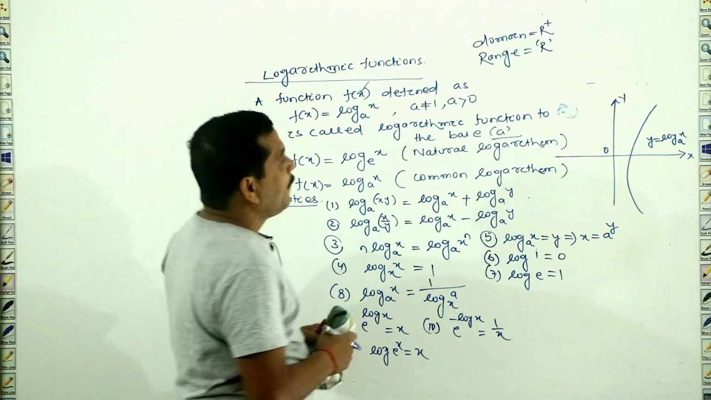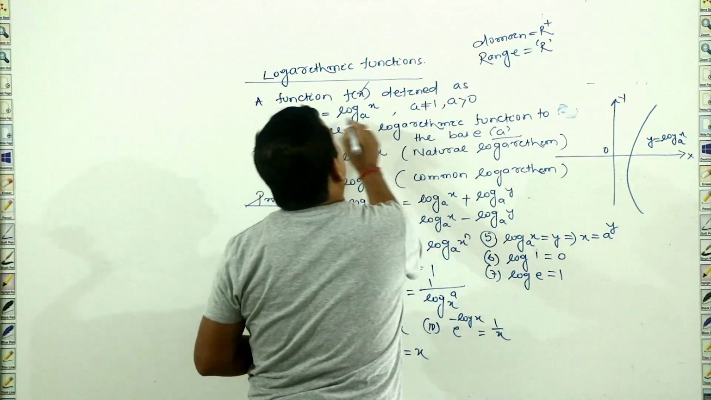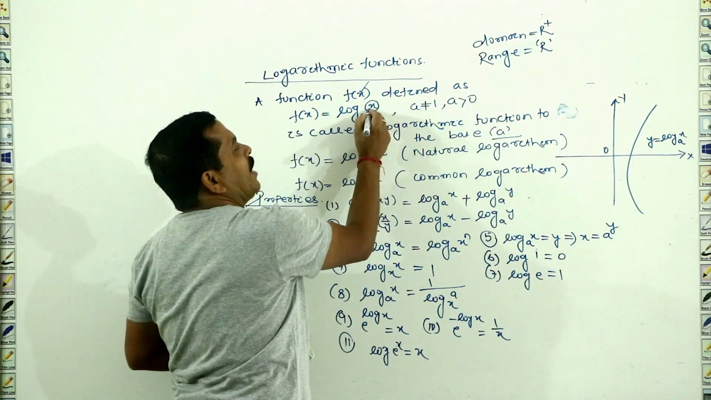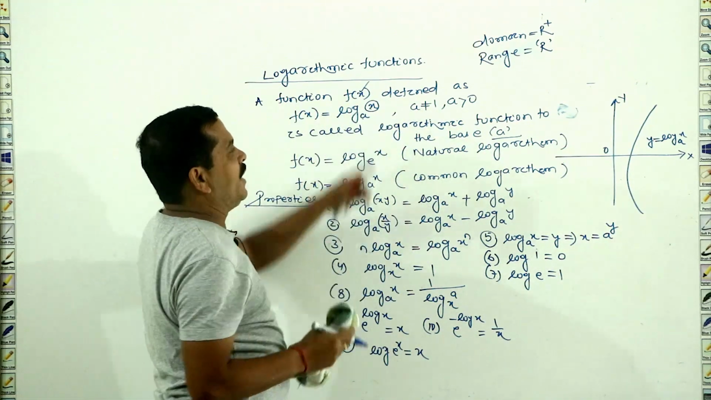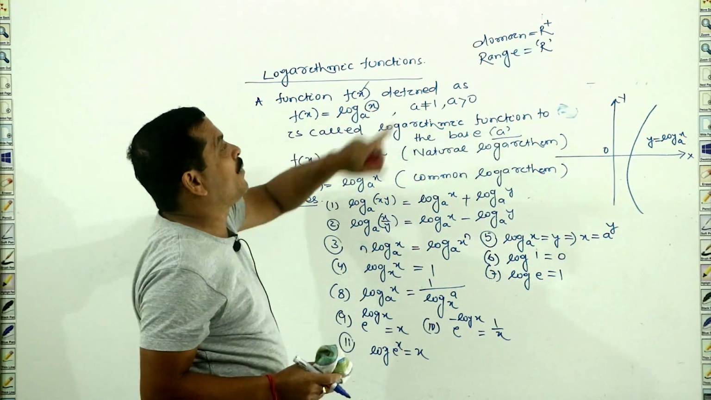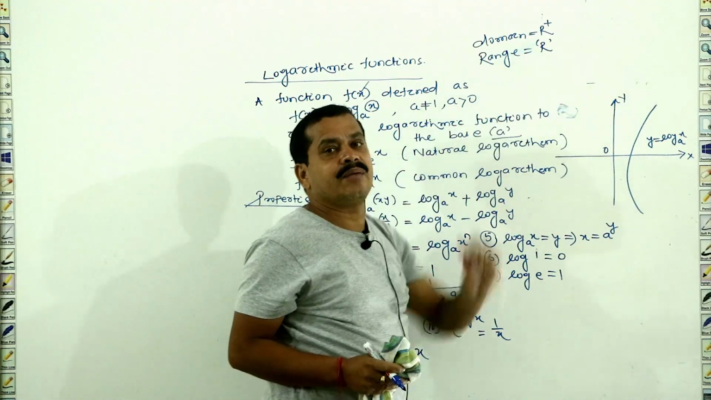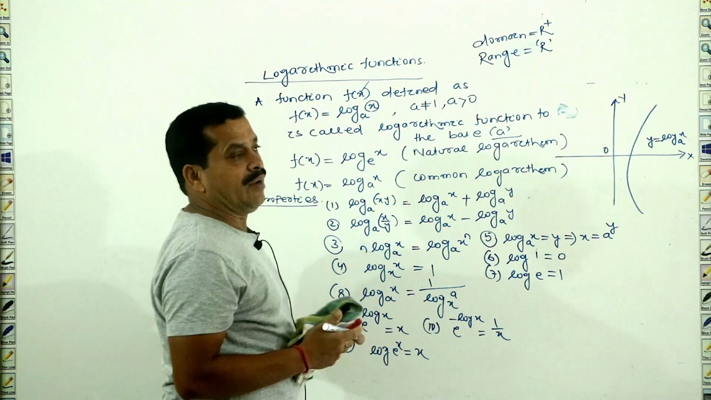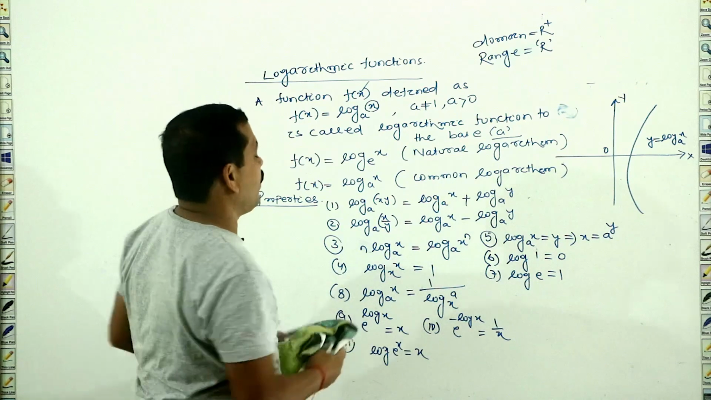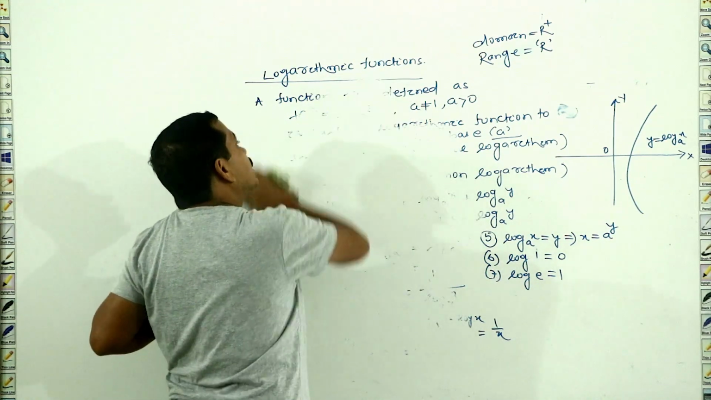So log of x is defined when x is a positive real number. It cannot be negative. The logarithm of a negative number cannot be defined. So its domain is the positive real numbers and its range is all real numbers. This is all about the logarithmic functions. Very important functions.